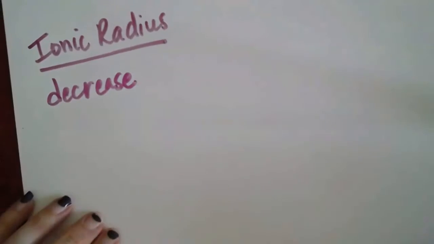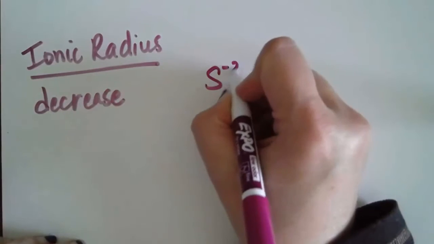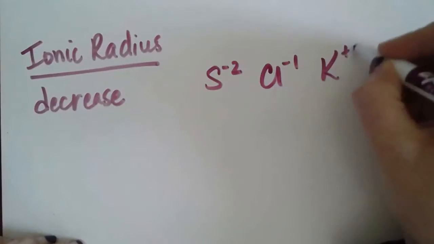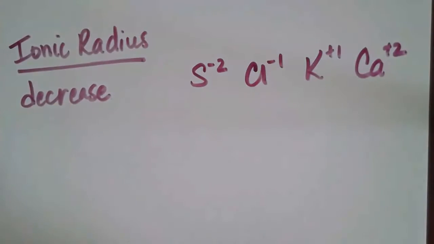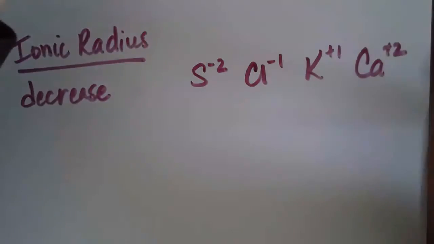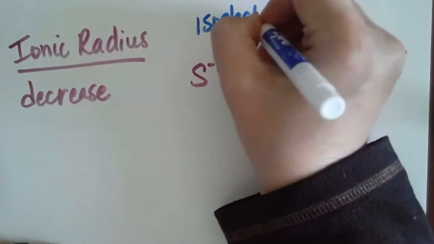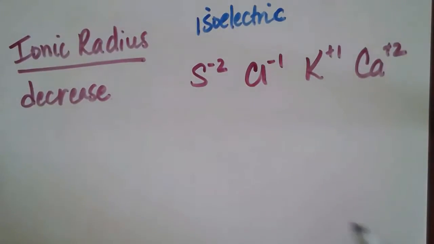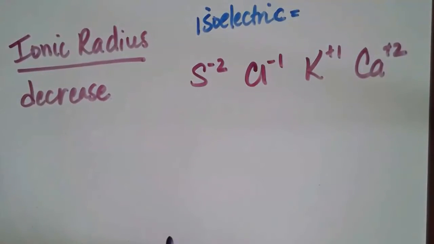And the atoms that we're going to use this time are going to be S with a -2, Cl with a -1, K with a +1, and Ca with a +2. Now, isoelectric. Isoelectric means that all of these atoms, or ions, really, have the same number of electrons. And believe it or not, we're going to check that out really quick.